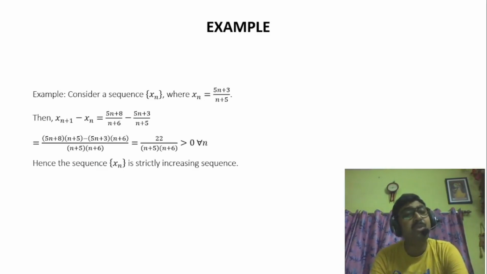A natural number is always positive. That means the ratio is a positive quantity. So xn plus 1 is greater than xn. That means the sequence is increasing. So whenever the question is to verify whether a sequence is increasing or decreasing, we always do the same thing. Clear? We just consider the difference between the n plus 1th term and the nth term. If it is positive, then it is increasing, and if it is negative, then decreasing.